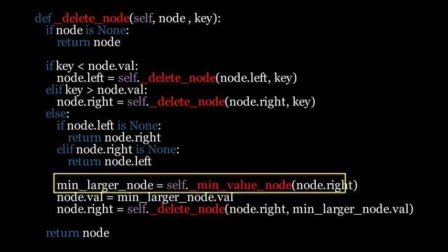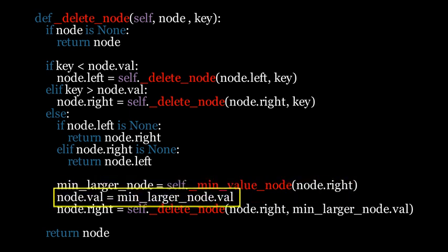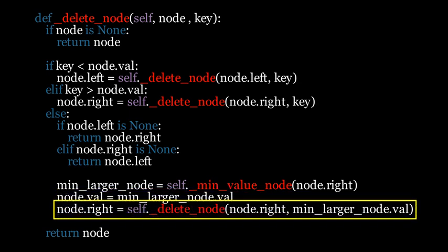For the case where the node to be deleted has two children, the algorithm needs to find the in-order successor, which is the smallest node in the right subtree. It uses the helper function, _min_value node, to find this smallest node. The current node's value is updated to the successor's value, and then the algorithm deletes the in-order successor from the right subtree to avoid having duplicate values in the tree.